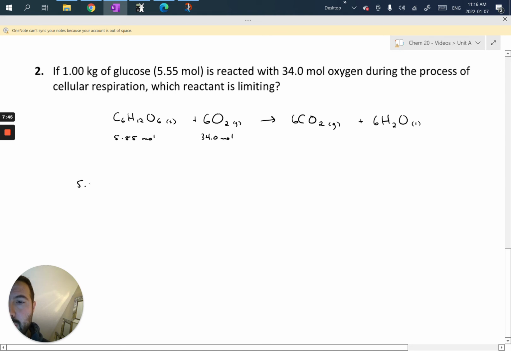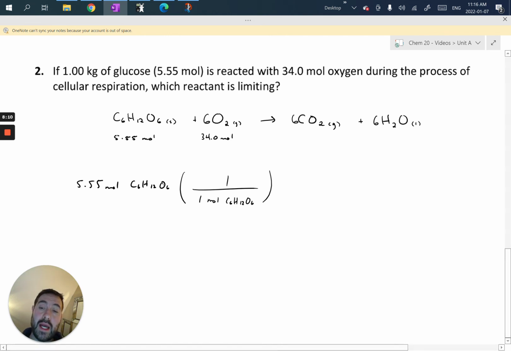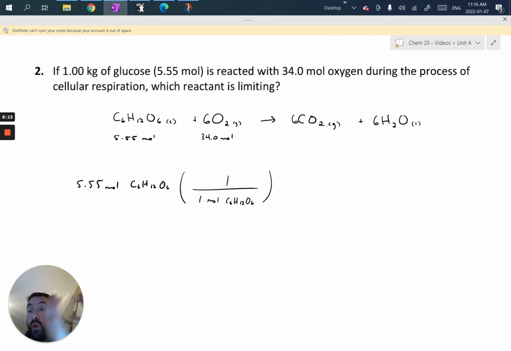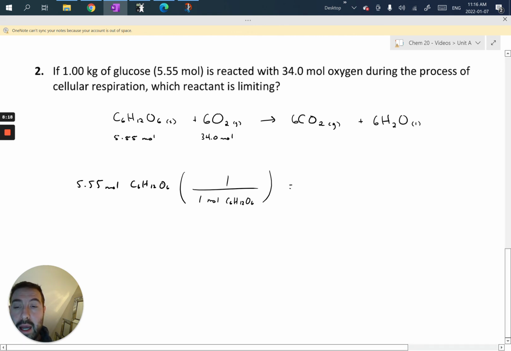glucose. So I have 5.55 moles of C6H12O6, and I'm going to divide that by the coefficient. I could write it like this. I'd say, okay, well, I have 1 mole of C6H12O6, and I'll just put a placeholder up there. I could also, if I know which product that I'm looking for, put the coefficient of my product up there, right? If I want to find that, that'll go on top. But for now, I can just do this and get a value. So obviously this is just going to give me 5.55.